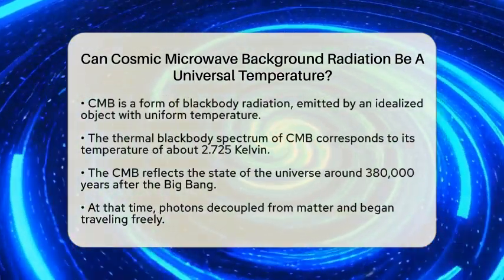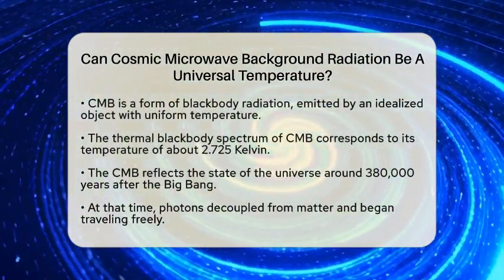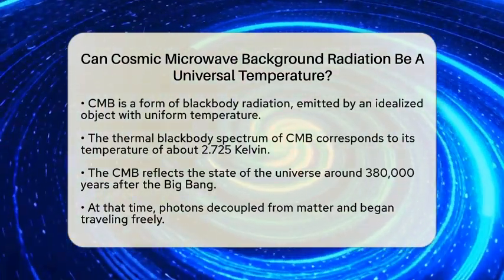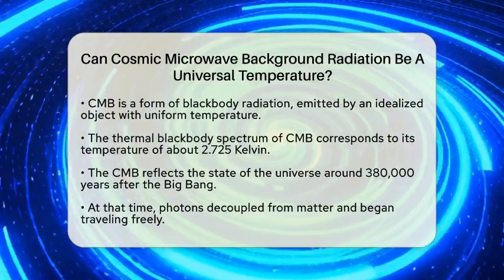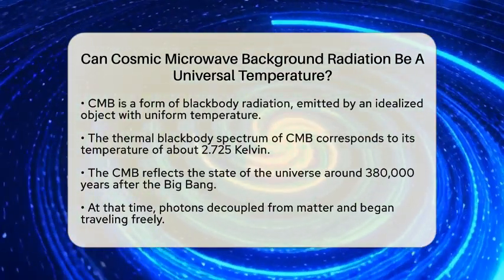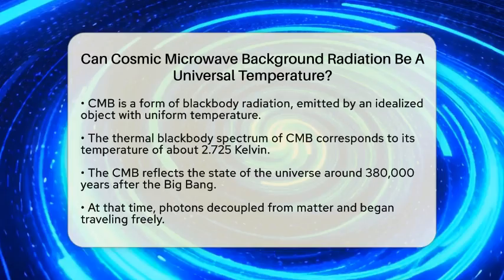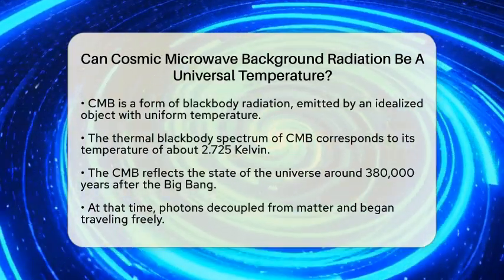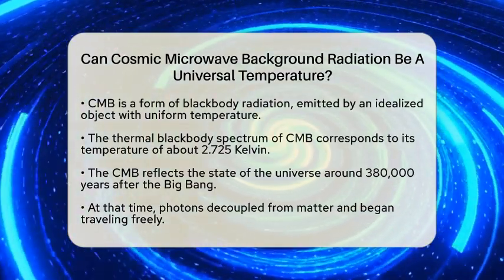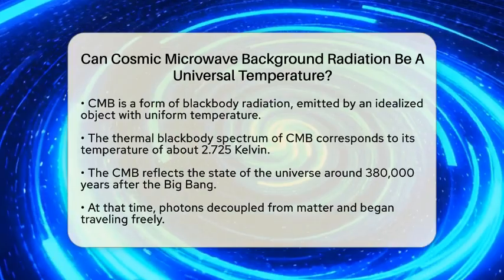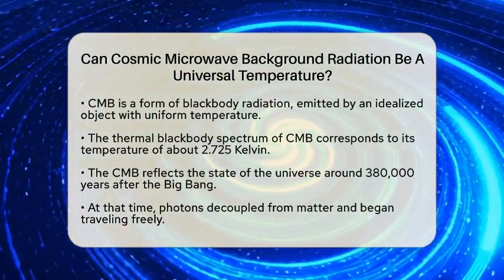In thermodynamics, temperature measures the average energy of particles or radiation. The CMB is a form of blackbody radiation. Blackbody radiation is emitted by an idealized object that is opaque and non-reflective, maintaining the same temperature throughout. The CMB fits this description perfectly on a cosmic scale. Its thermal blackbody spectrum corresponds uniquely to its temperature of about 2.725 Kelvin.